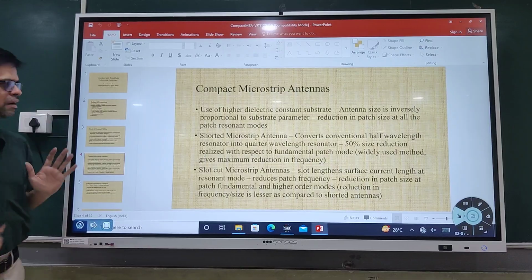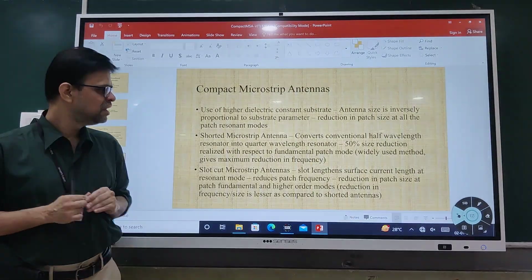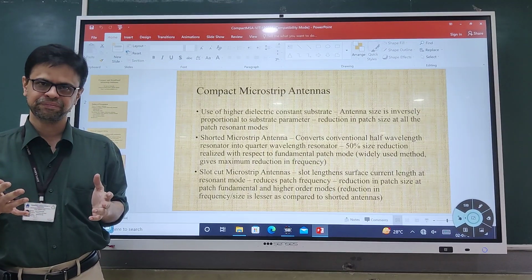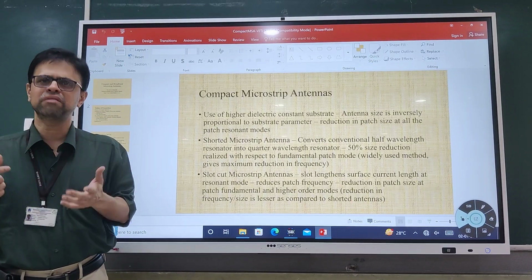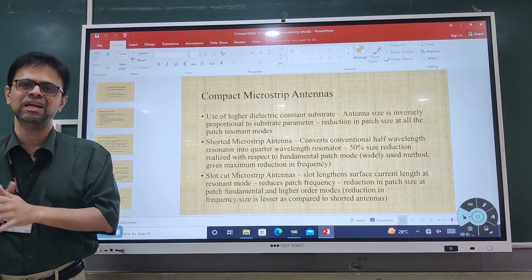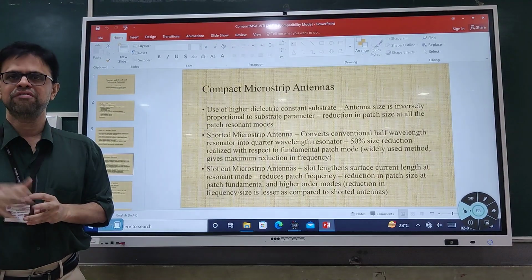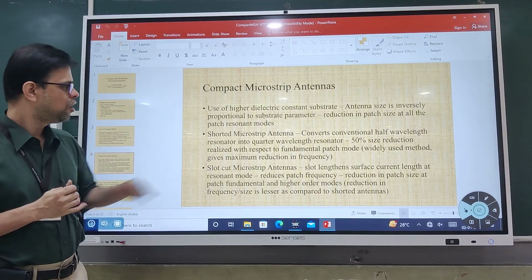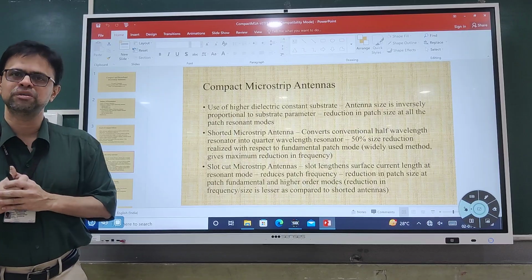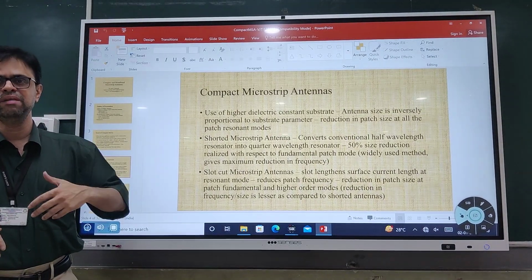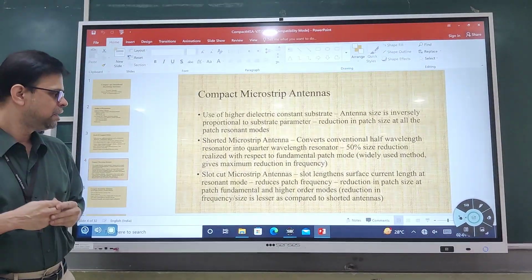Now, this compact antenna using a shorting technique is a widely used method. You will see most of the designs, most of the practical applications, use this shorted concept of realizing the compact design of microstrip antenna, a shorted microstrip antenna. Of course, there are merits and demerits, which we will talk about in detail later.